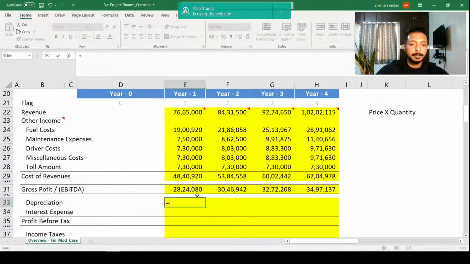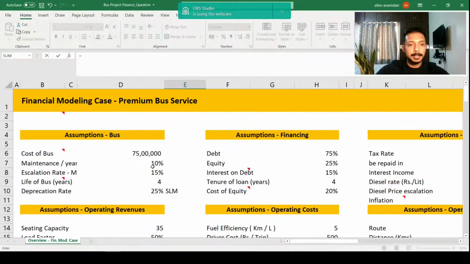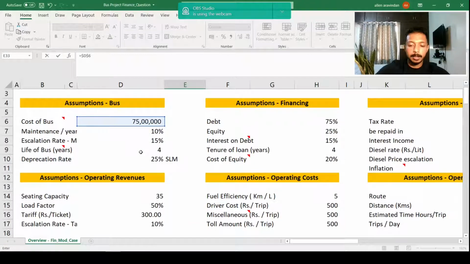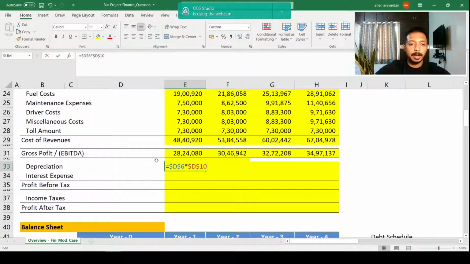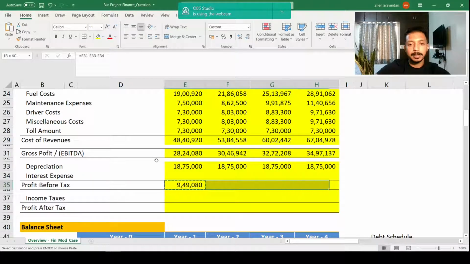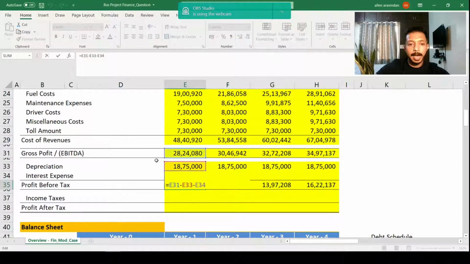Depreciation, as we discussed initially, is a simple straight line method. You can multiply that with 25%, or you could divide that by the life of the asset. The answer would be the same. So 18 lakh 75,000 is the depreciation. Interest expense, right? Now we don't have the value as of now. So let's do one thing for now. Let's just include it in the calculation, and we will calculate the interest expense separately. So we have the interim profit before tax.